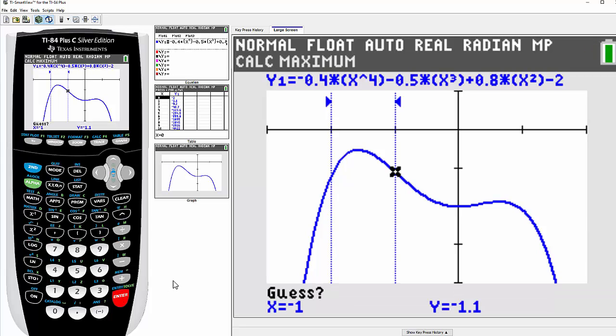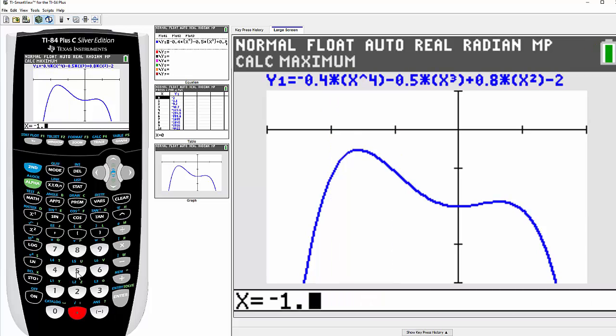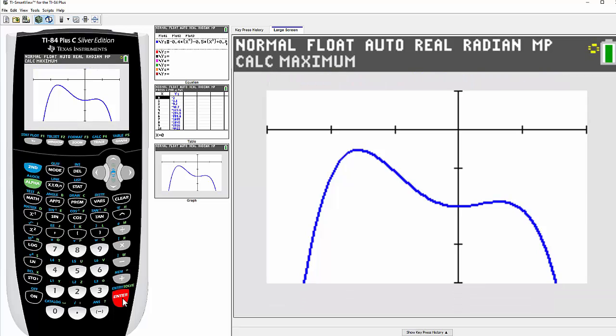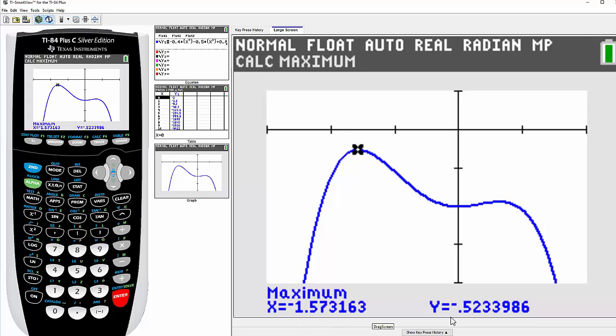And now the calculator is asking for a guess, meaning that you can use the arrow key to get close to where the maximum is at, or you could just put in a value. So in this case, I'll put in -1.5 and then press enter. And so you can see that the calculator is returning the value here, -1.57 and -0.52 for y. So you might want to jot that down. We were instructed in the problem to round to 2 places, so the x-coordinate would be -1.57 and the y-coordinate would be -0.52.